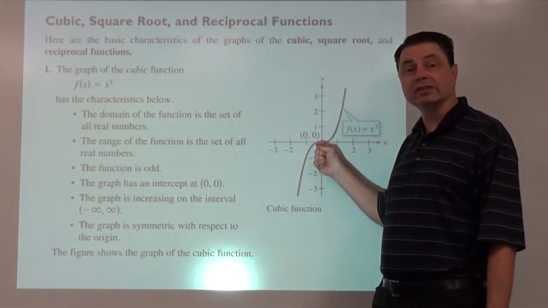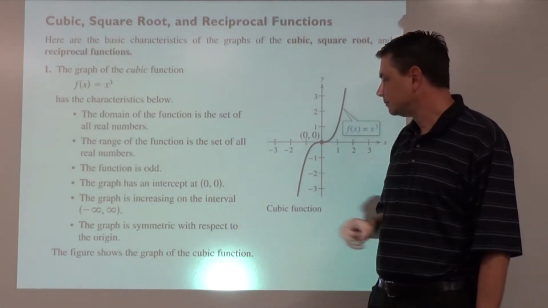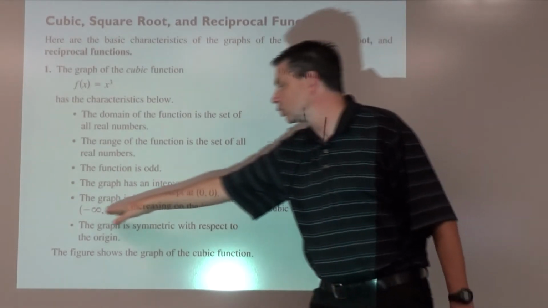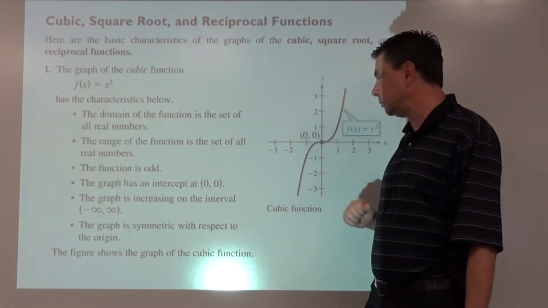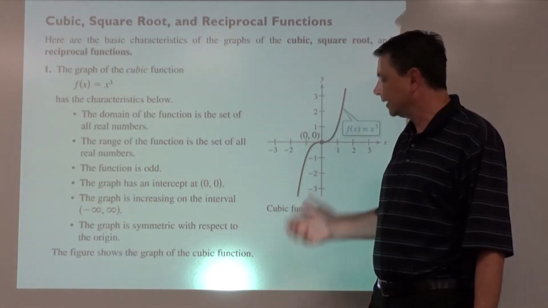We have an x and a y-intercept at 0, 0. It's always increasing throughout the domain. So from negative infinity to positive infinity, it's always going up. And that's the cubic function.